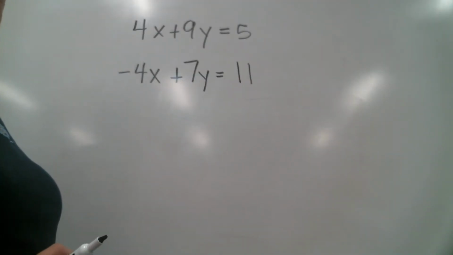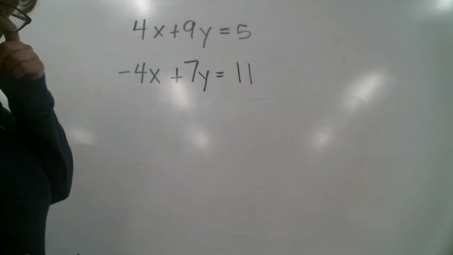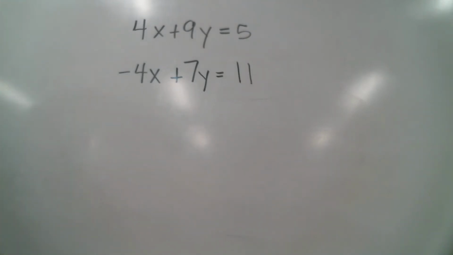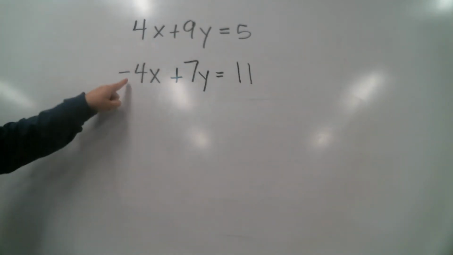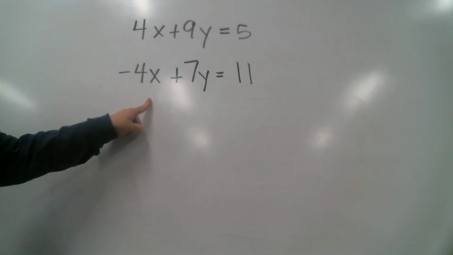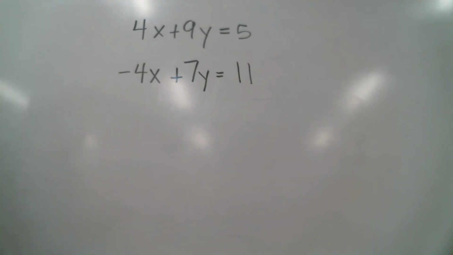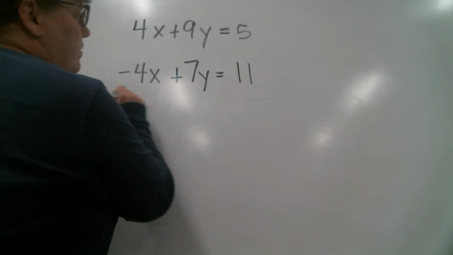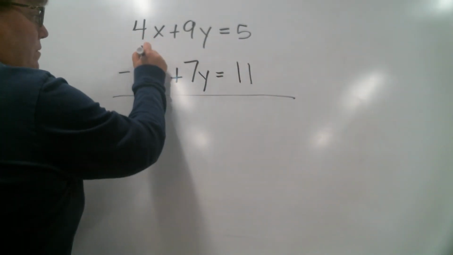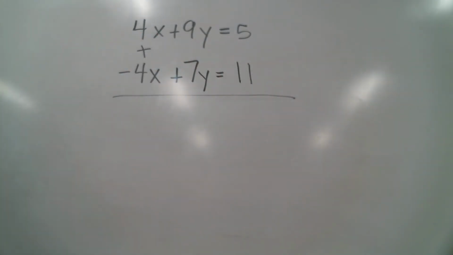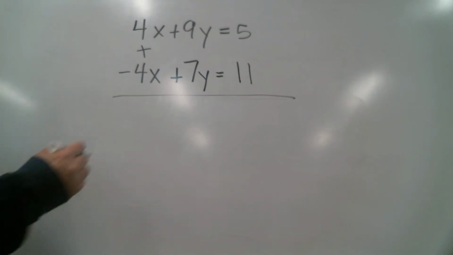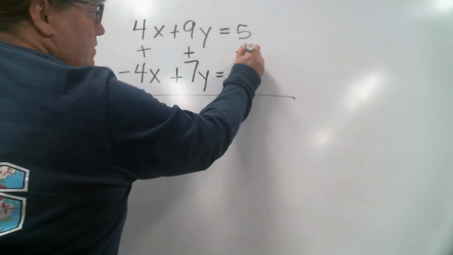Here's your next one that we'll do together. Go ahead and copy that down. And remember, we're looking for something that we can eliminate, something that we can get to cancel out. I see a 4x and a negative 4x, and I know that I could get those to cancel out. I have to ask myself, would I need to add them or subtract them in order to get them to cancel out? I know that 4x plus negative 4x is going to cancel out, so I'm going to need to add on all of these.